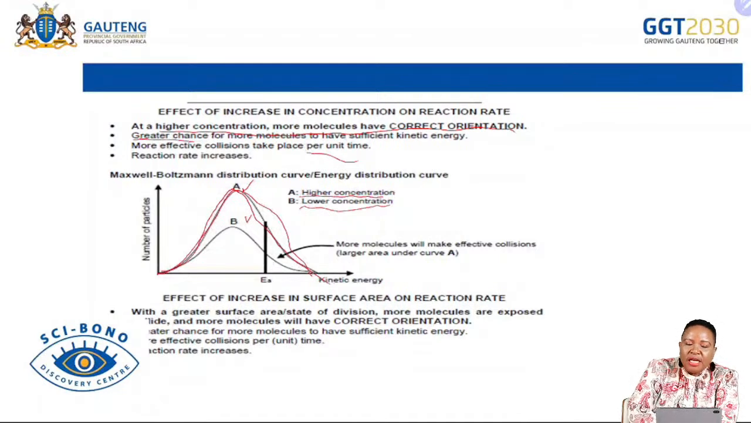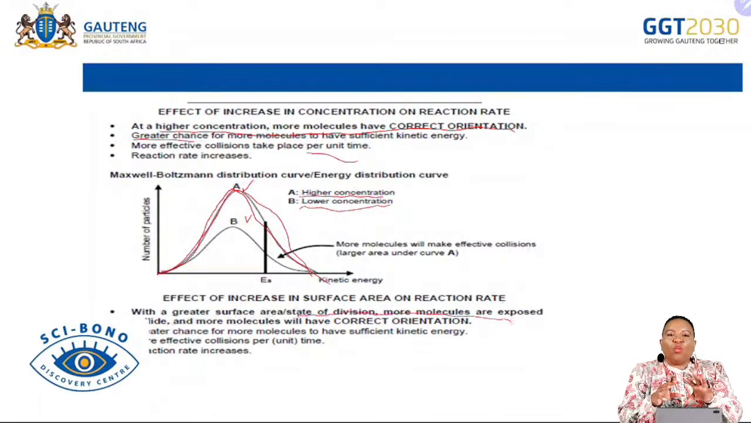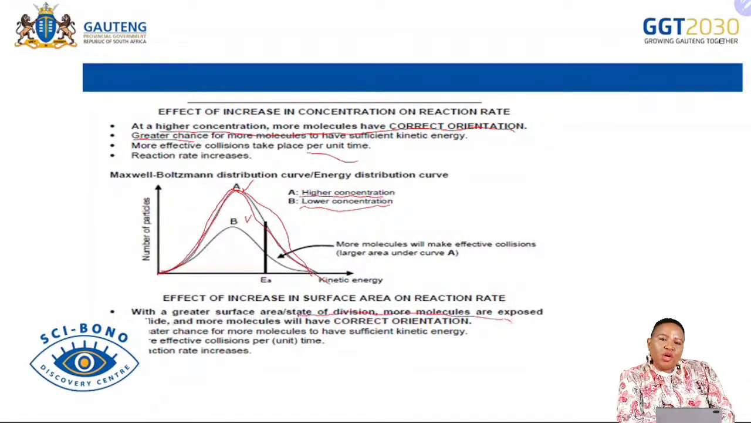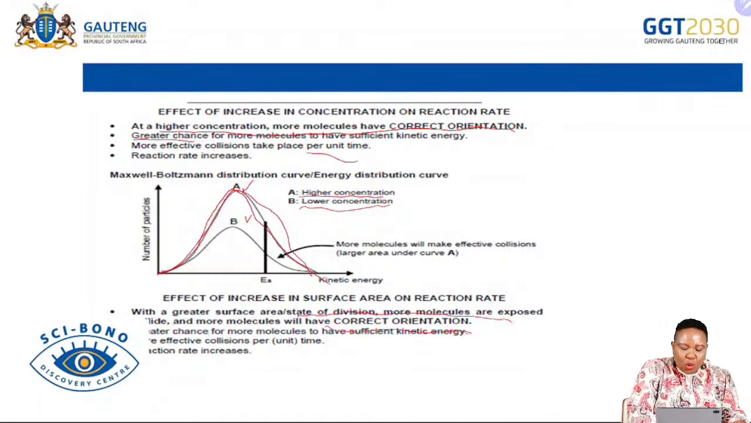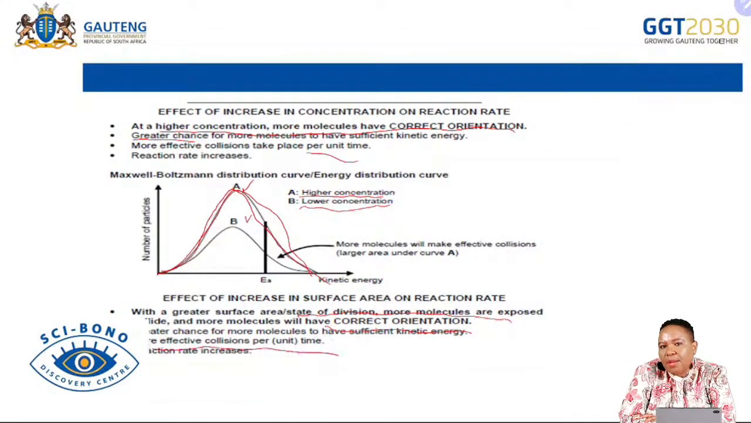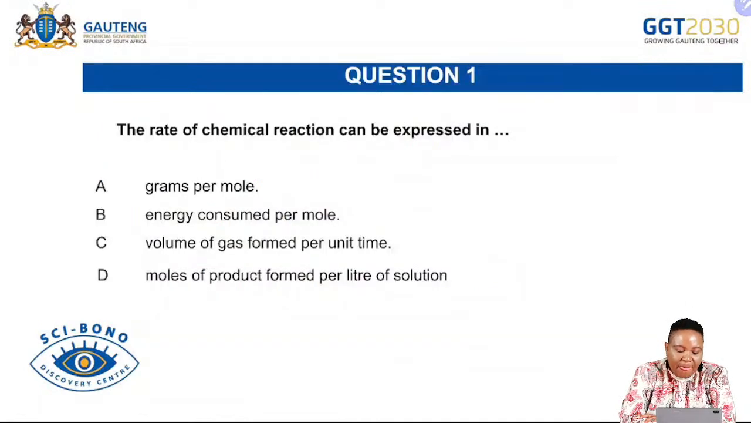Also the surface area. The surface area, what does it do? It makes sure that there are more reacting sites. It allows more reacting sites of the particles. So it doesn't increase the number of particles, but it does what? It allows more reacting sites in those particles, and therefore there will be correct orientation for the particles to react, or there will be more particles with enough energy that is equal to or greater than activation energy, and there will be more effective collision per unit time. So just know that there is no way that you're going to list the factors, but you need to remember how to use collision theory to explain each and every factor.